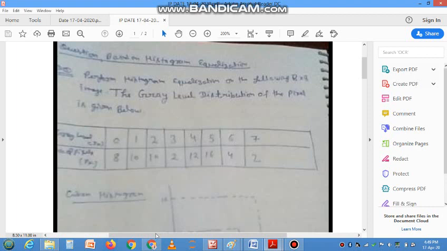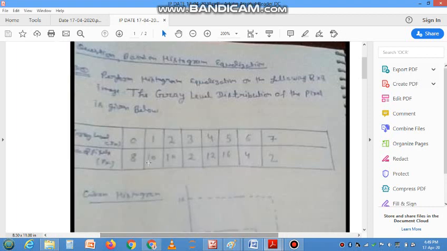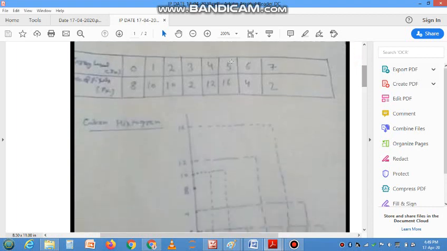Okay, now what is given in the question? The gray level and corresponding number of pixels. It means 8 pixels are there with gray level 0, and 10 pixels are there with gray level 1, and again 10 pixels are there with gray level 2, and 2 pixels are there with gray level 3, and 12 pixels are there with gray level 4, and 16 pixels are there with gray level 5, and 4 pixels are there with gray level 6, and 2 pixels are there with gray level 7.